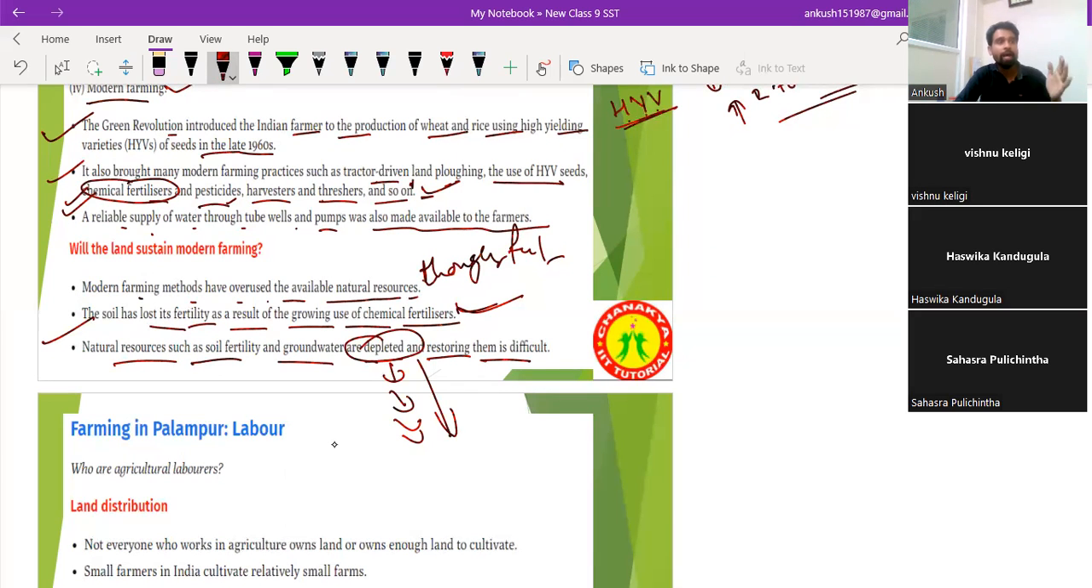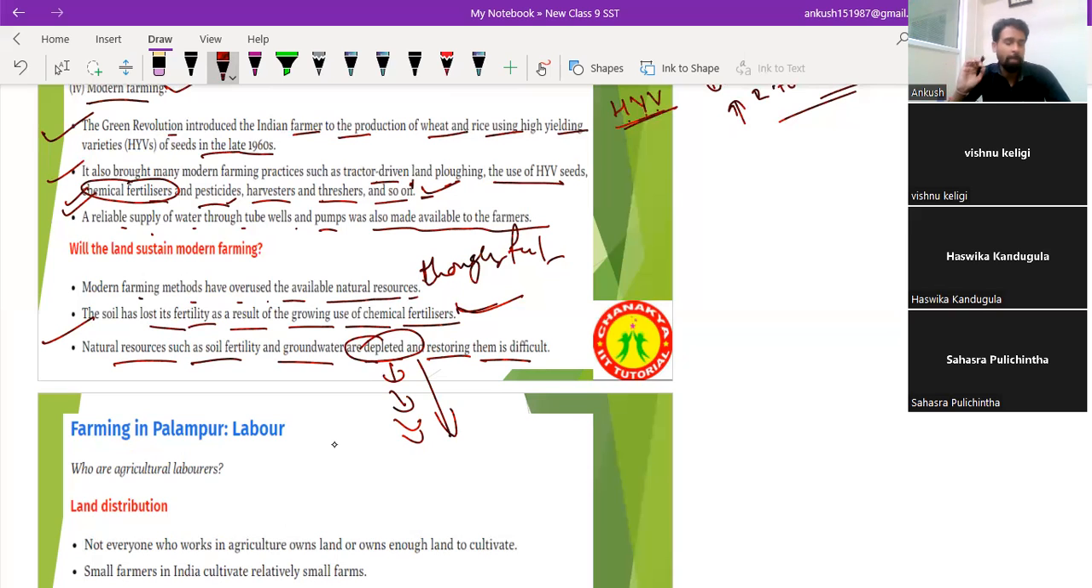Modern farming has increased production, but the natural resources are depleting and they are restored only after a long time. That is really a problematic thing, and that would bring us a lot of problems and barriers to leading a comfortable life afterwards, or in the coming years. Have we got it?